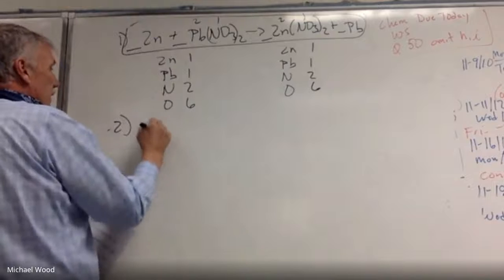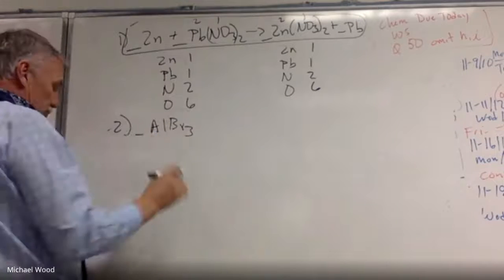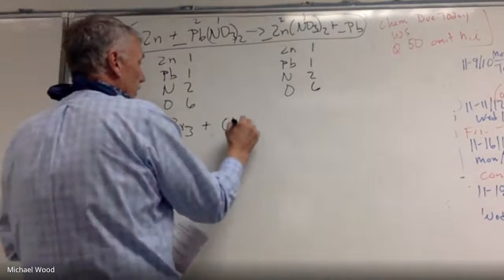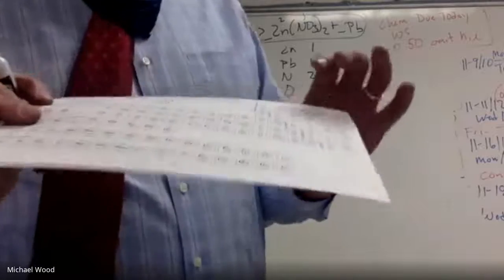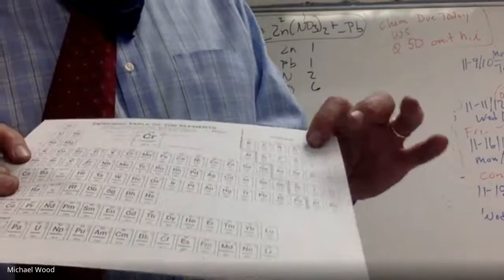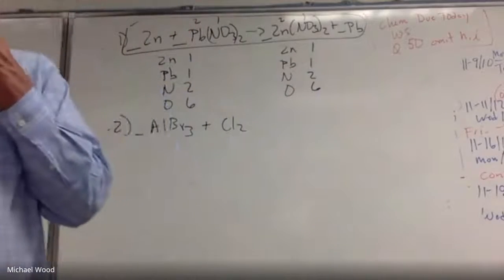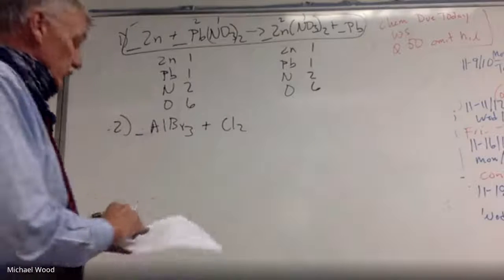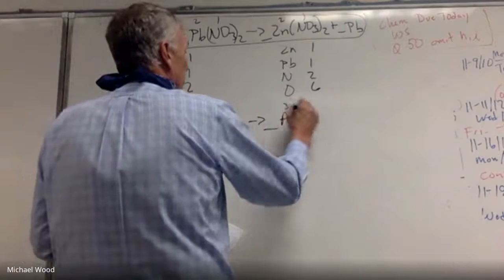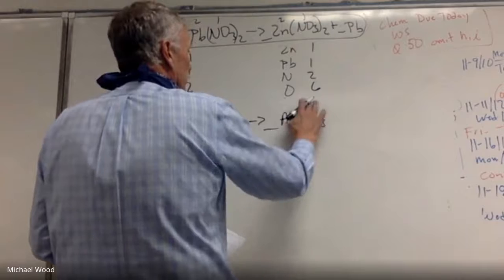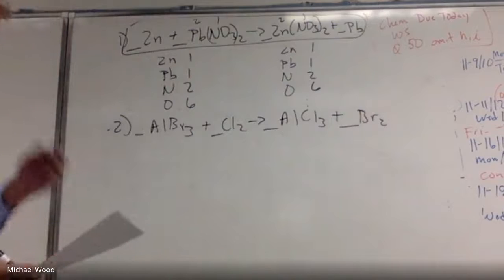Okay, so aluminum bromide. Aluminum's a 3, bromine's a 1, so it's AlBr3. So I'm writing the correct formula. Plus chlorine. And this is where you've got to remember something we talked about quite a while ago. Whenever you have an element, and we call them the diatomic elements, it's in this 7 right here, or NH. If they're by themselves, they are diatomic, which means there's 2 of them. Chlorine's one of them, so chlorine is diatomic. Yields aluminum chloride, so aluminum is a 3, chloride's a 1, so it's AlCl3. Plus bromine. Well, bromine is another one of those that is diatomic.